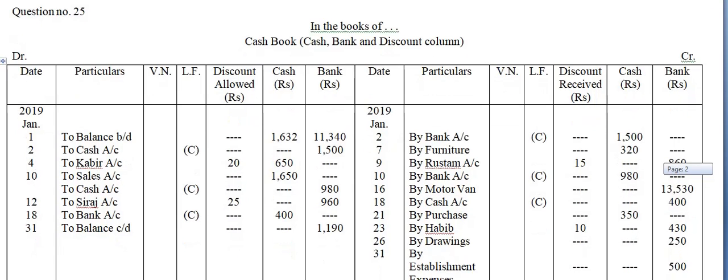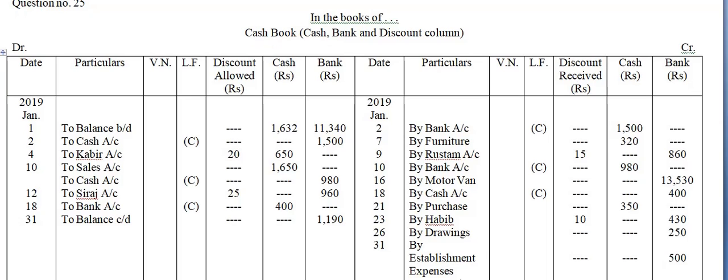Now, let us have a look at question number 25. Question number 23 and question number 24, I'm skipping those two questions. Why? Because they contain GST, so we are not solving questions related to GST. Let us skip that part. So this is your question number 25, by the way.